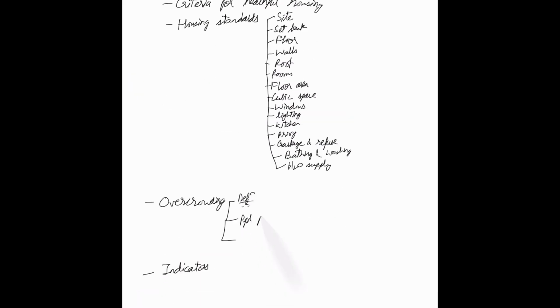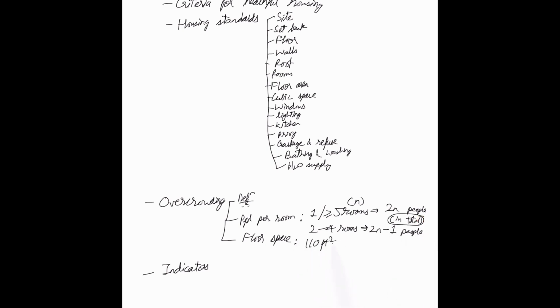Next, we talk about overcrowding, the definition of overcrowding, and how it's discussed in terms of people per room and floor space. So, for one or more than 5 rooms, if the number of rooms is n, having more than 2n people in that number of rooms is considered overcrowding. For 2 to 4 rooms, 2n minus 1 people in those many rooms is considered overcrowding.